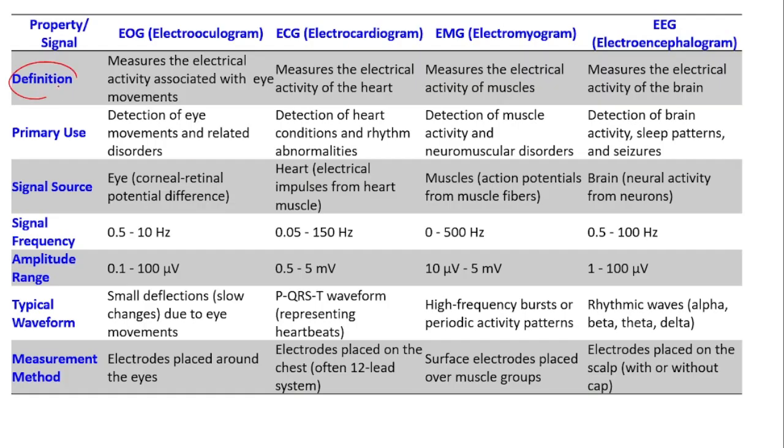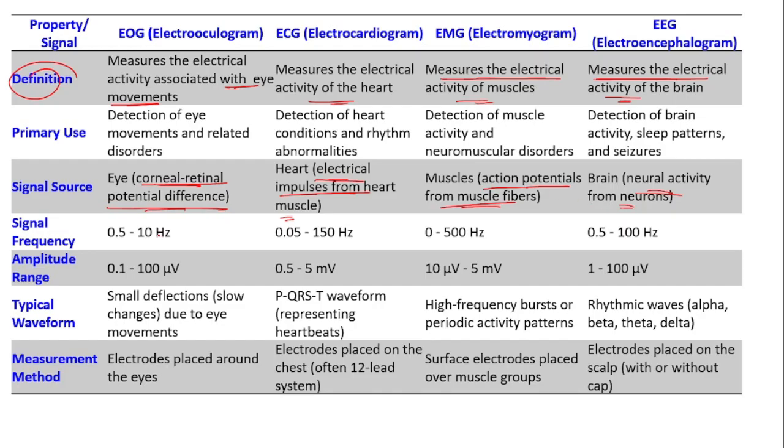And the definitions: EOG measures the electrical activity associated with eye movements. ECG measures the electrical activity of the heart. EMG measures the electrical activity of the muscles, and EEG measures the electrical activity of the brain. Signal source: EOG is the corneal-retinal potential difference. ECG is electrical impulses from the heart muscles. EMG is muscle action potentials from the muscle fibers. EEG is neural activity from the neurons.